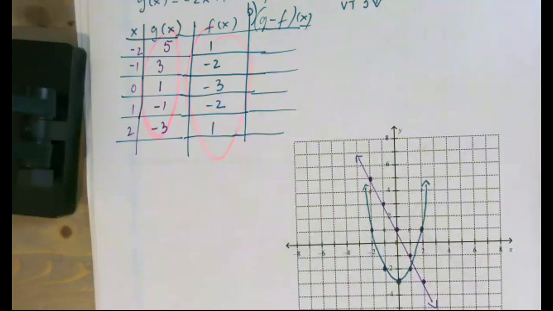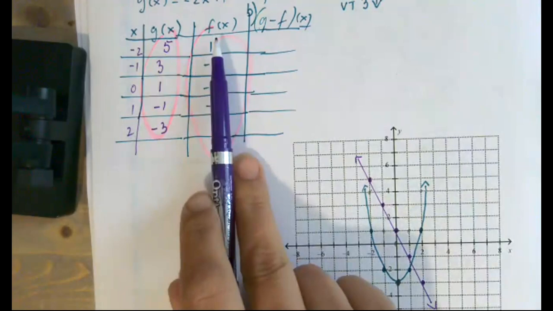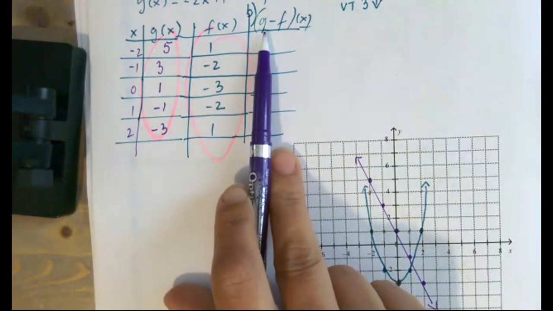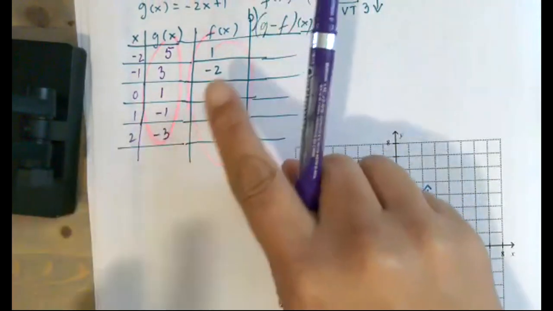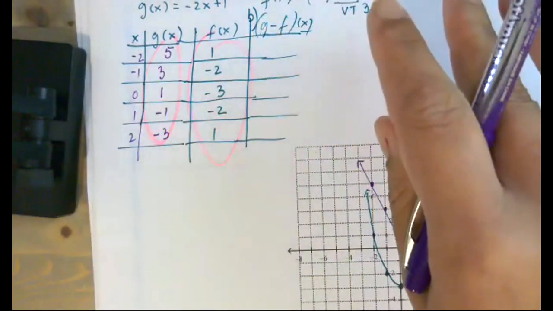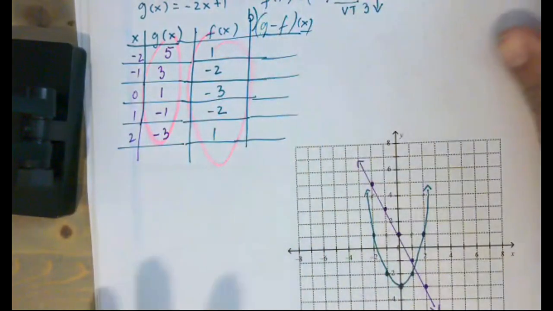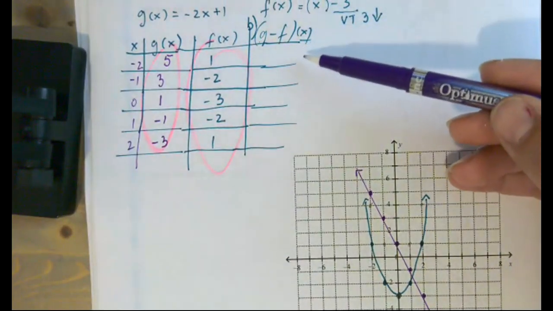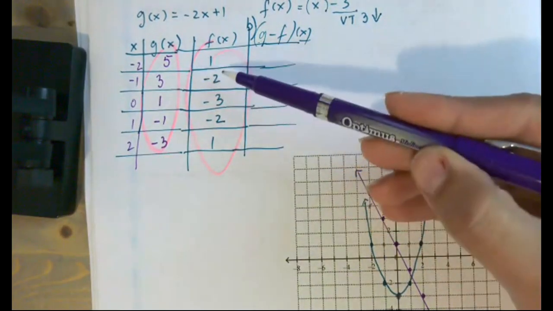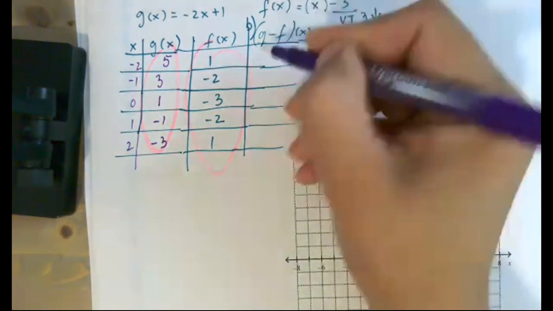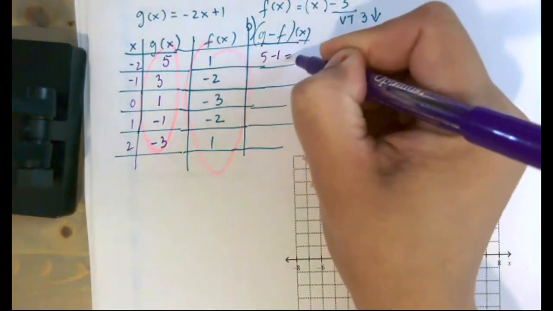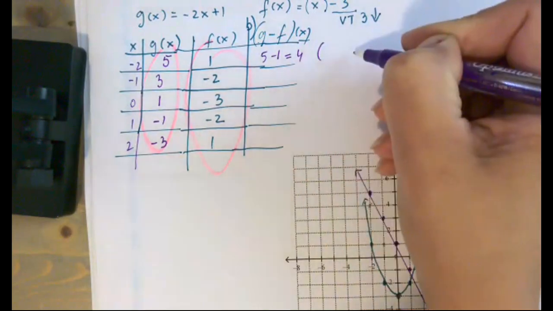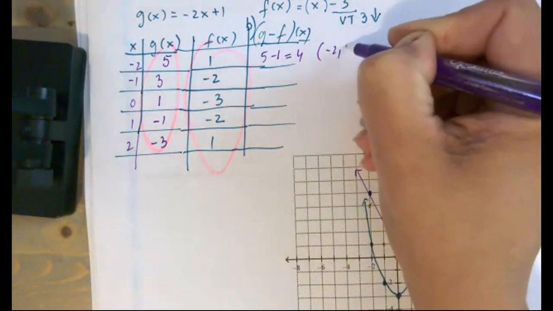G minus F. Because I have my G first and my F second, I don't have to flip them in my mind. Such an easy way to make a mistake. I don't know about you, but I need everything to be in the right order, otherwise I'll definitely make a mistake. So G minus F, 5 minus 1. 5 minus 1 equals 4. So we have our first point, -2, 4.